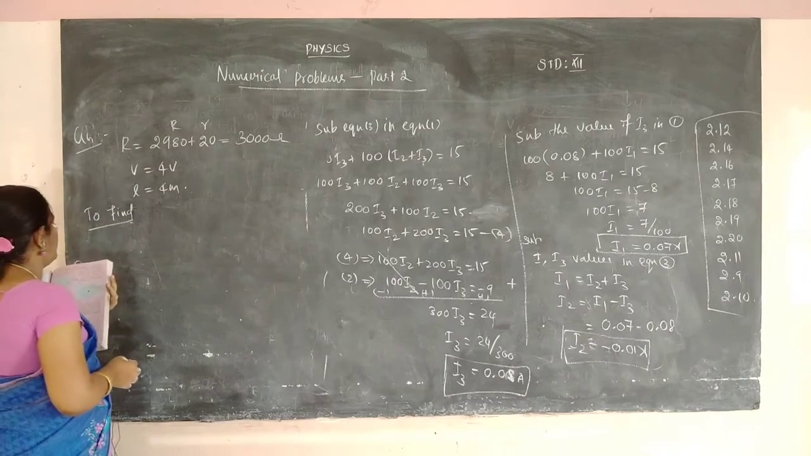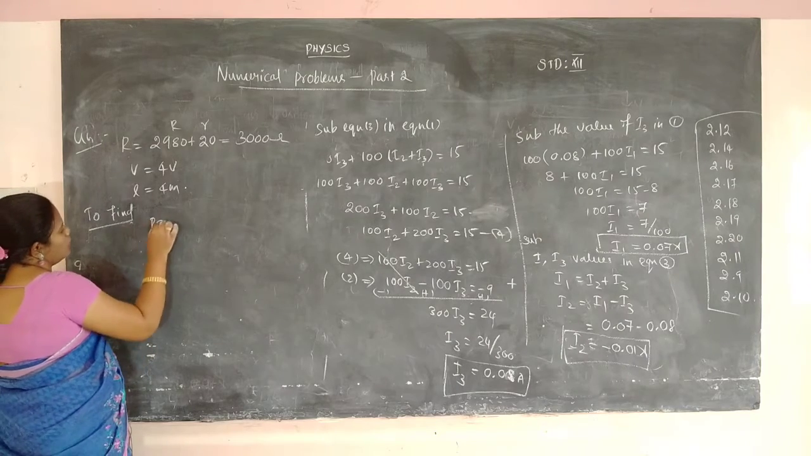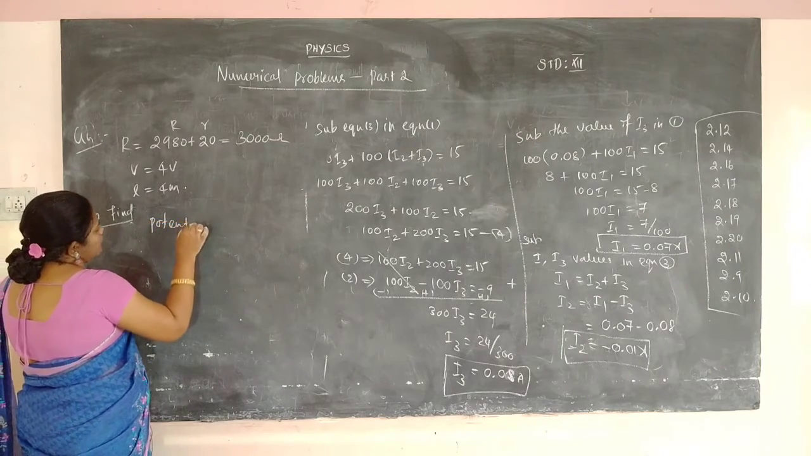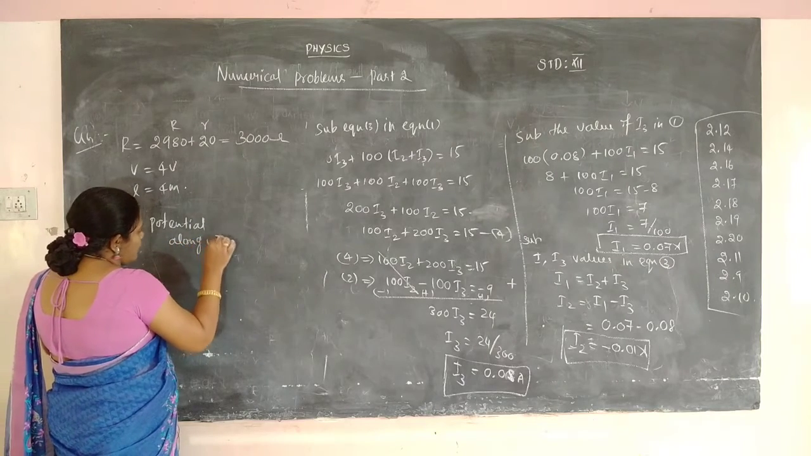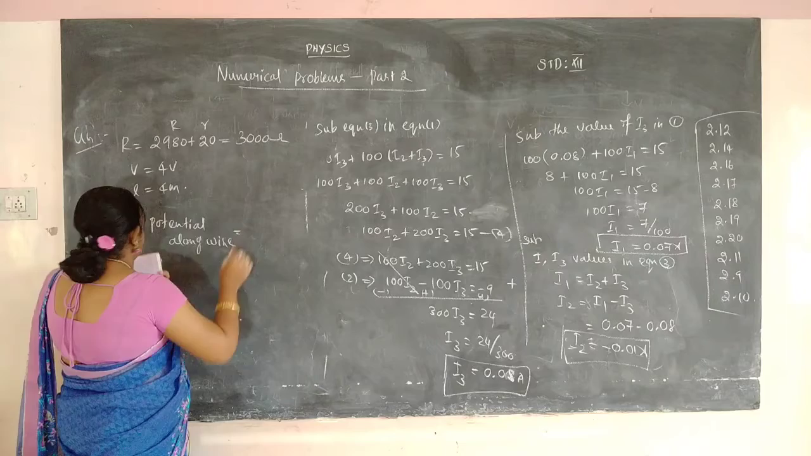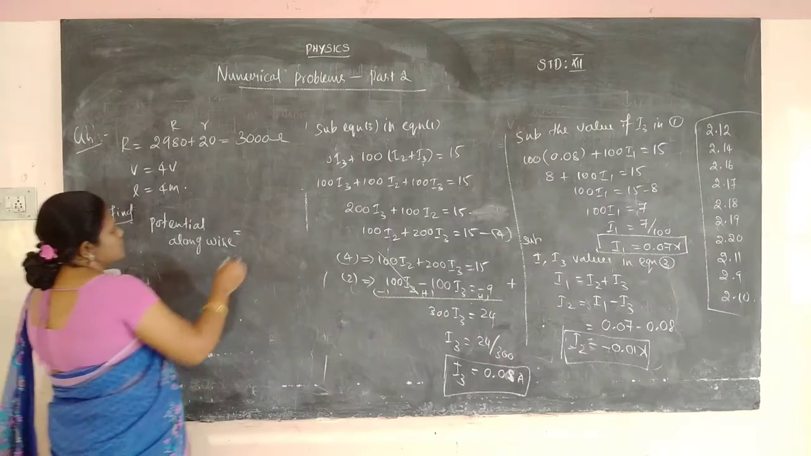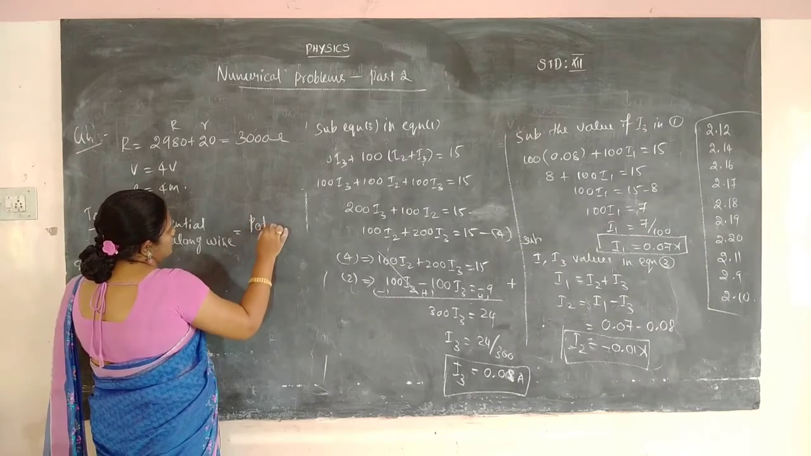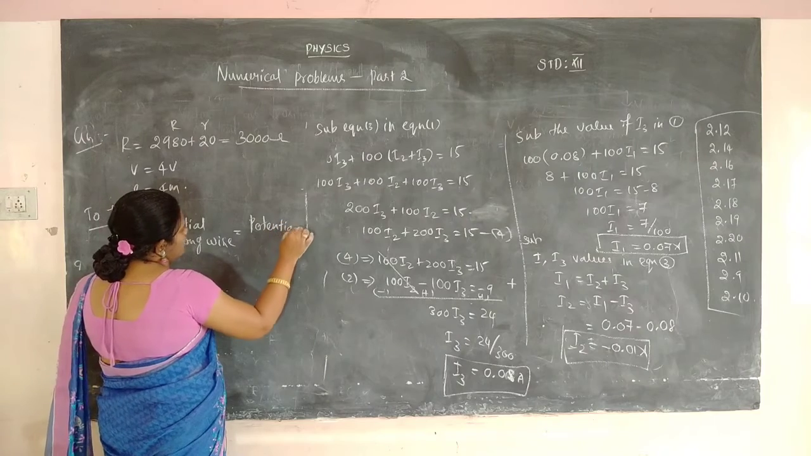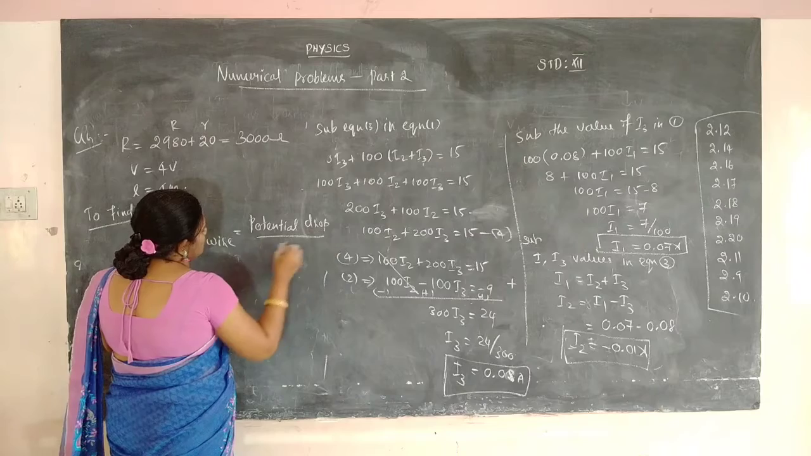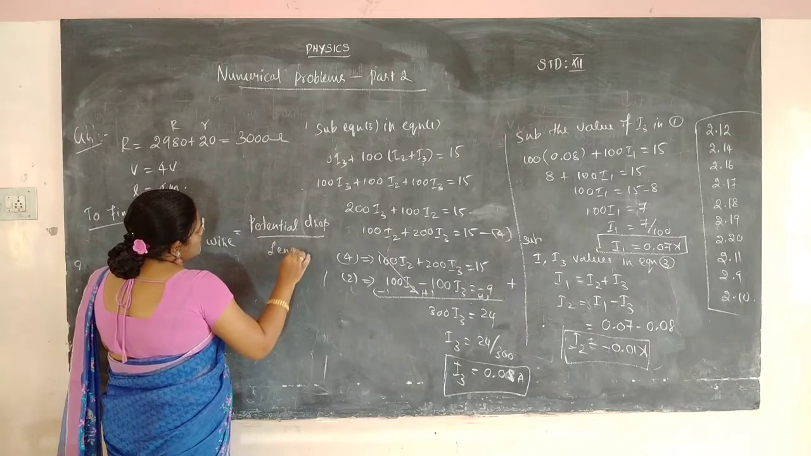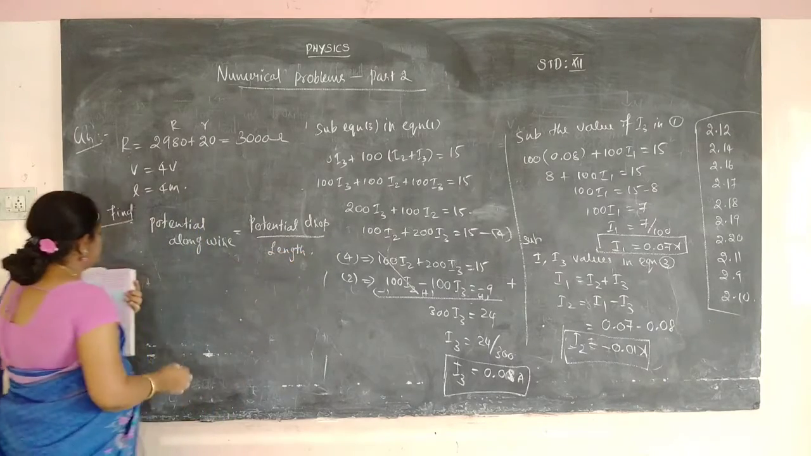Calculate the potential along the wire. Potential along the wire means potential drop across the resistor per unit length. Potential drop, how much potential drops along the full wire, potential drop by length of the wire.